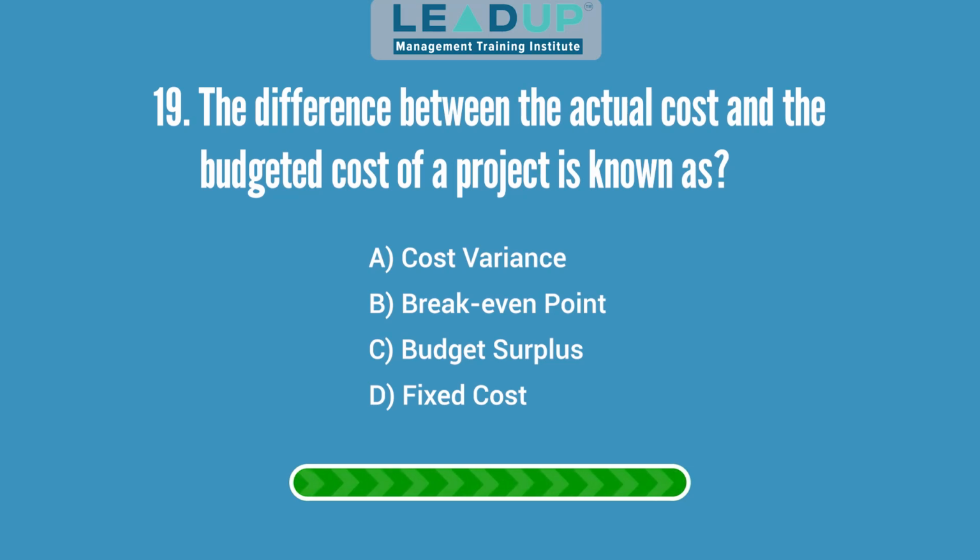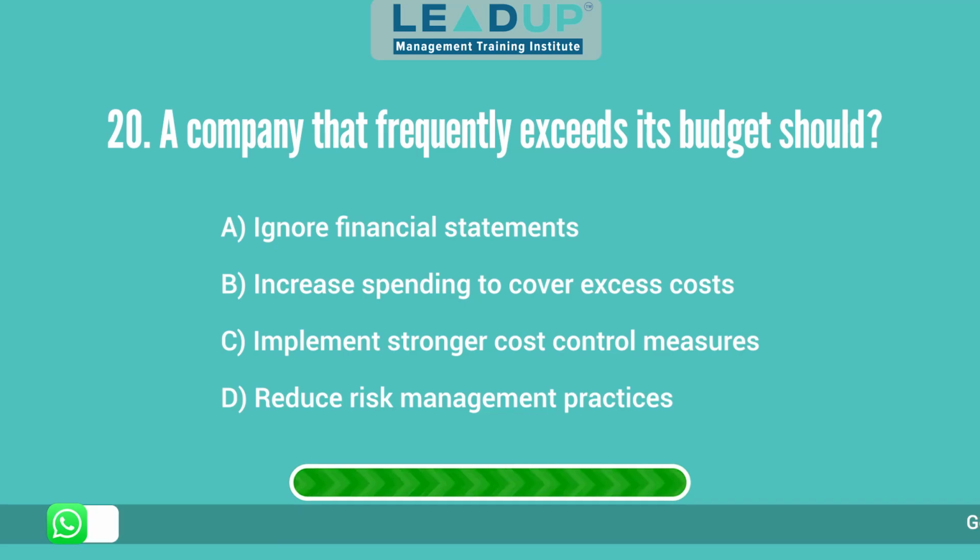Question 19. The difference between the actual cost and the budgeted cost of a project is known as A. Cost variance. B. Break-even point. C. Budget surplus. And D. Fixed cost. Answer: cost variance.